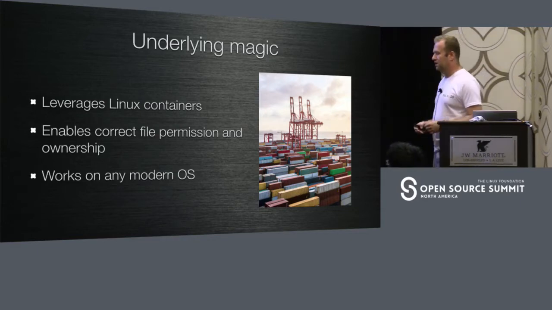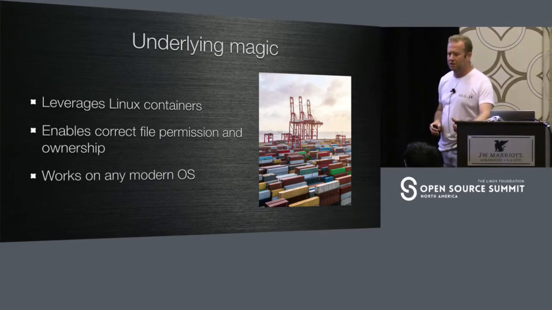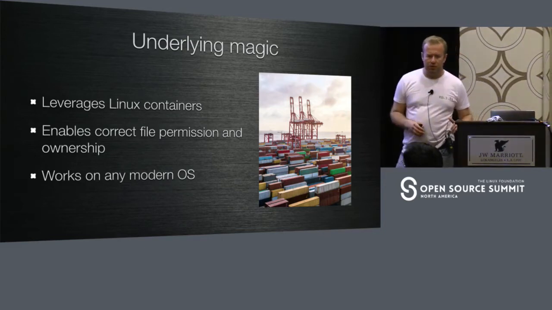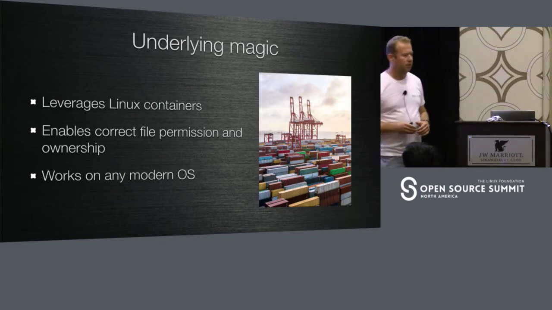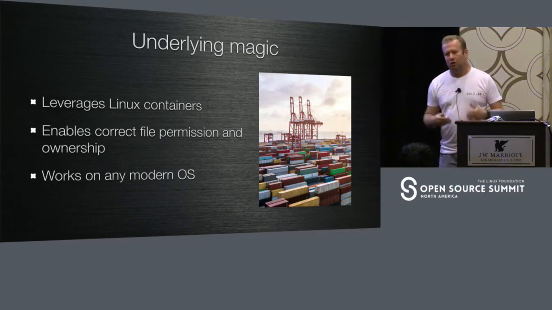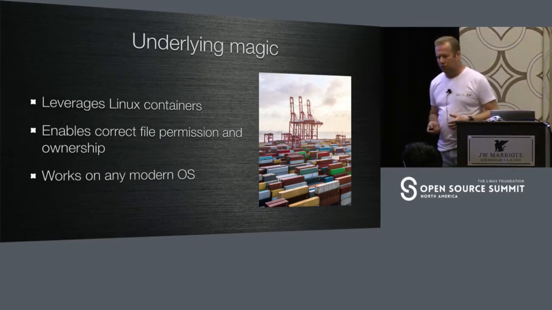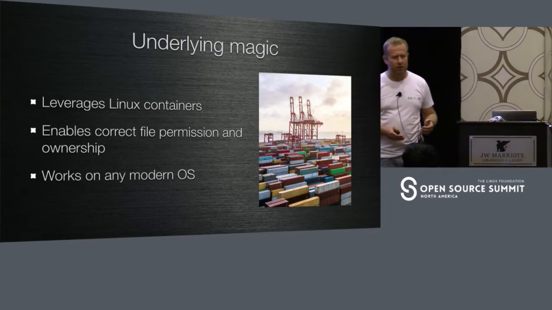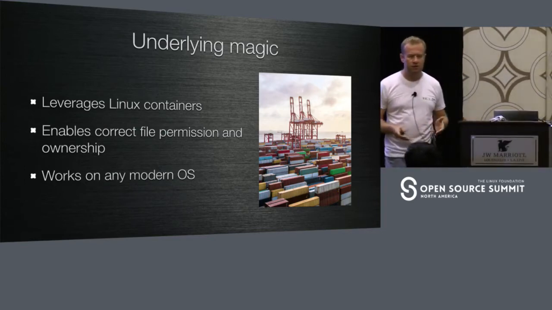So now let's see how actually rebuild works. We are leveraging Linux containers, and one of the magics that we are doing is that we are mapping the local file system into the container in order to preserve all the permissions and ownership when we work with our source code. So the source code is located locally on our file system while we work with different environments. And the good thing is that it can work on almost any modern OS. So it's not only for Linux, but we can run it on Mac OS and on Windows as well, because they all support Linux containers now.